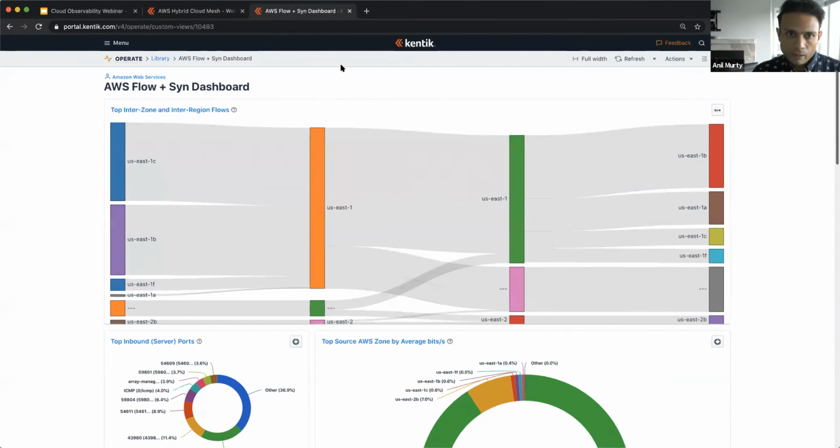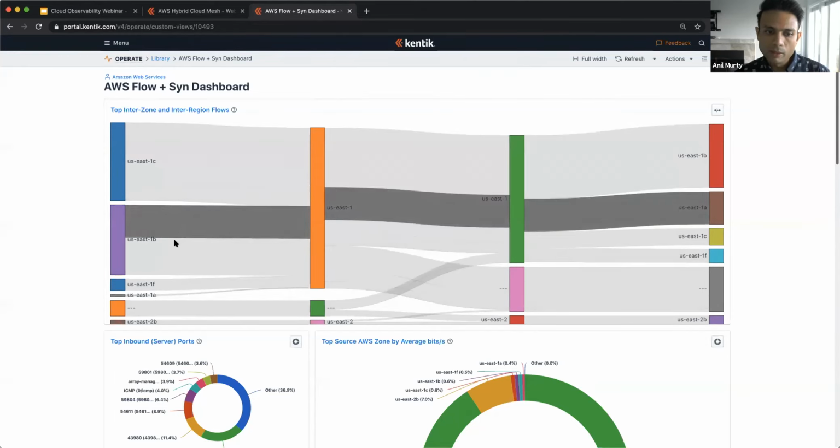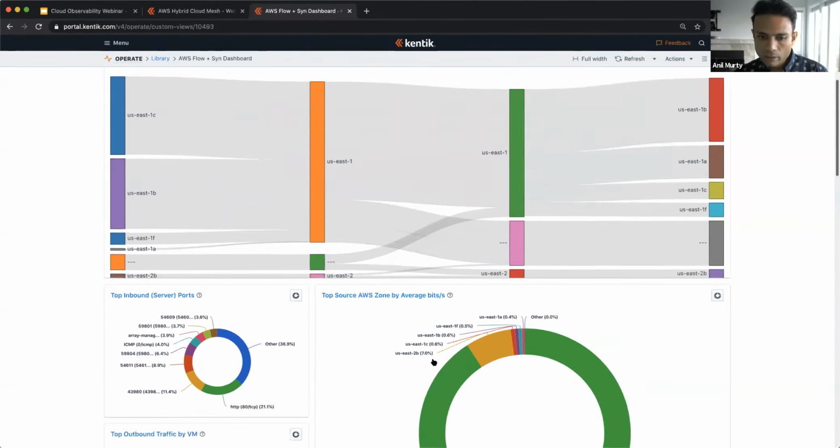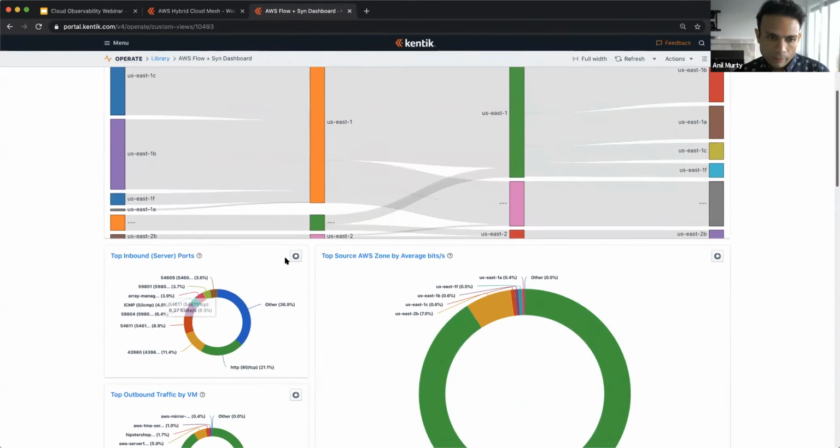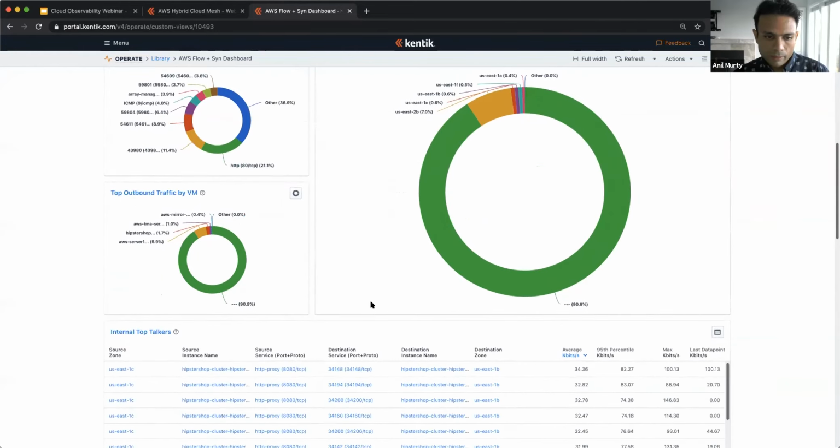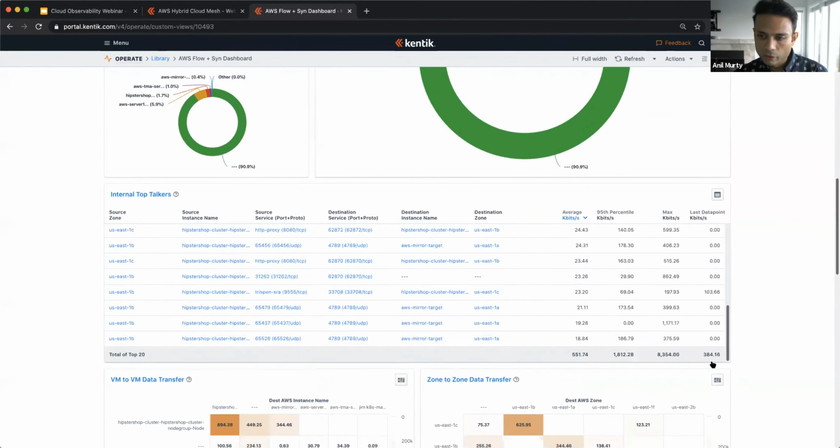Let's say we have this idea of custom dashboarding in our product where you can add any sort of data sources to a single view and make it custom to your specific situation. What you're looking at in this dashboard is real traffic going between different availability zones of AWS. And you have dashboard widgets showing the utilization by server ports, the sources, the top talkers, and so on and so forth.